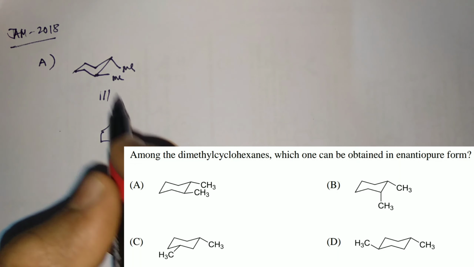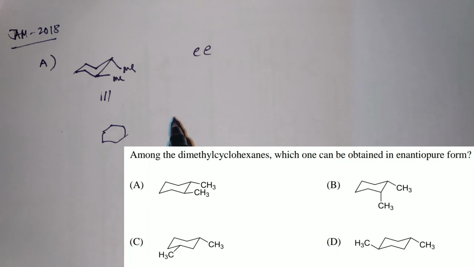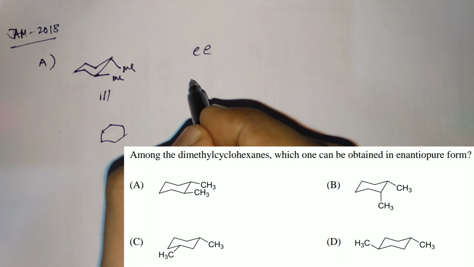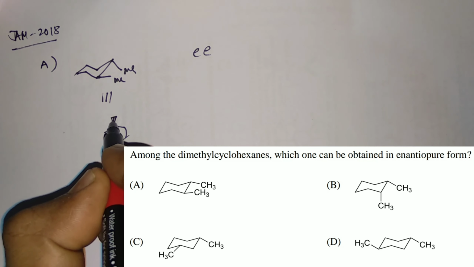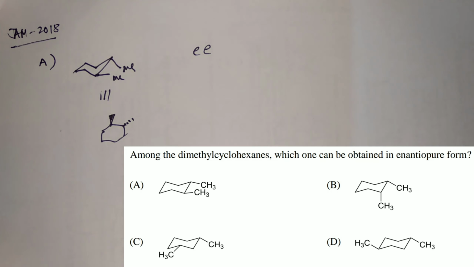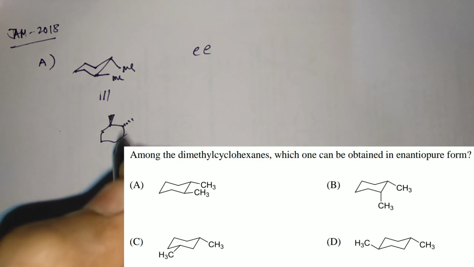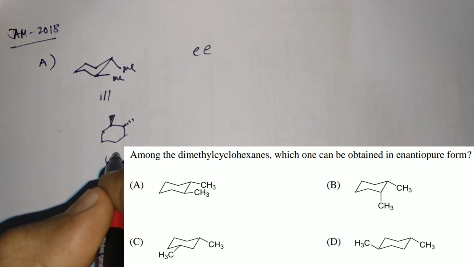So first, these 2 are equatorial, that is EE, which is equal to trans 1,2. Trans 1,2 means suppose this methyl is above and this one will be below, right? So this system has no sigma plane and you will not find any sigma plane. So this will be the correct answer.